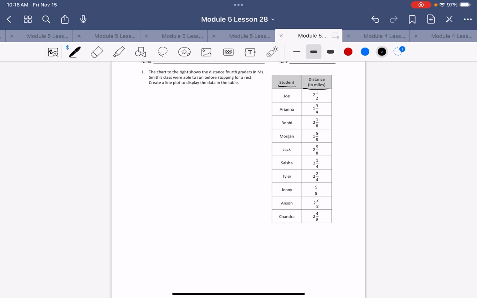When we look at the students, you can see they all have a name. And when we look at the distance in miles, you can see there's all kinds of fractions, mixed fractions and just fractions. So when we look at these fractions, we have 2 1/2, 1 3/4, 2 1/8. Notice that the denominators are not all the same. So we have to get all of our denominators to be the same before we can plot our line plot.